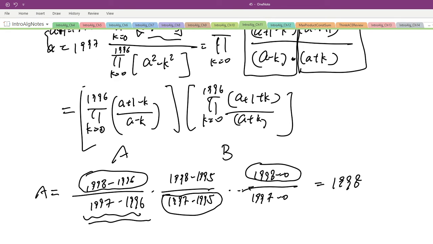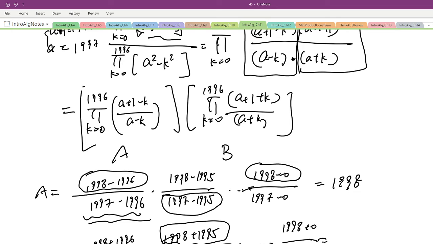Let's see the second one, the b. The b is 1998 plus 1996, then 1997 plus 1996, times 1998 plus 1995, and 1997 plus 1995, times, the final one is 1998 plus 0 and 1997 plus 0. So you can see this one equals this one, so this cancels. After the final one, you will leave this one, cancel this.